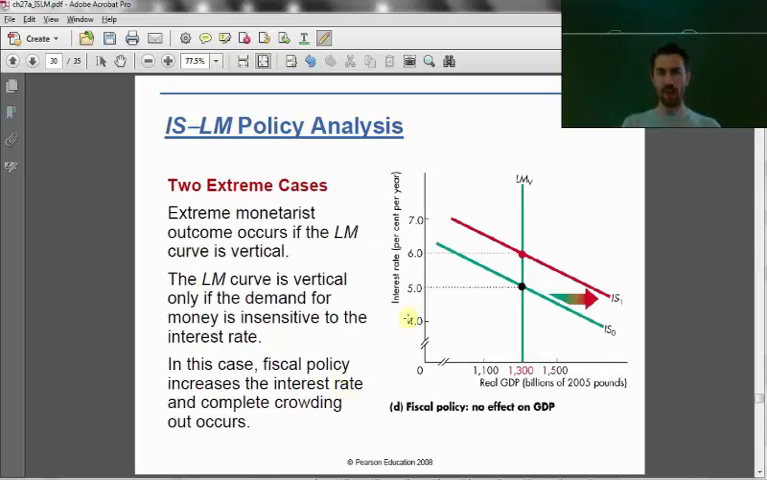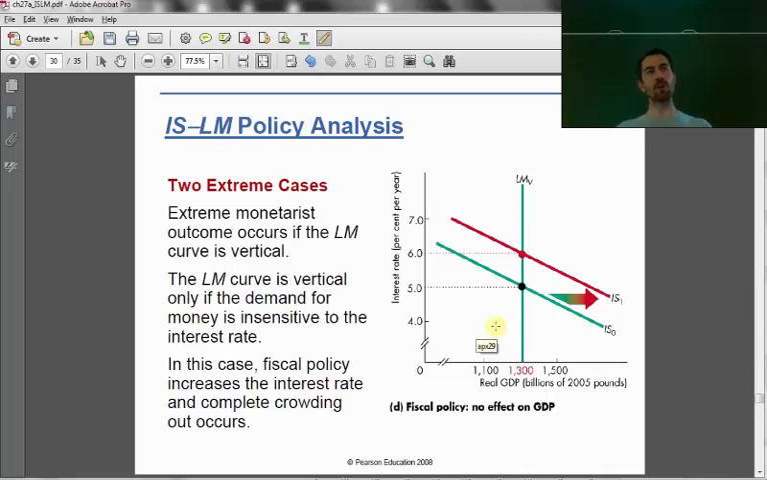What about if you have a vertical LM curve? Does fiscal policy work when you have a vertical LM curve? No. But what happens if you use expansionary monetary policy? That's what I would like you to draw now quickly. So, draw yourself an ISLM diagram with a vertical LM curve. Okay, so it's perfectly inelastic. And then, illustrate what happens when you use expansionary monetary policy.